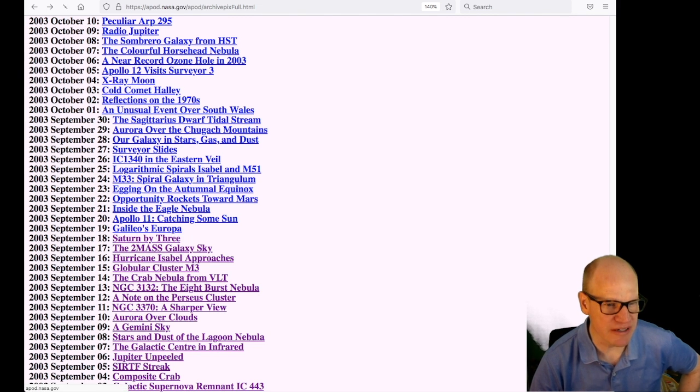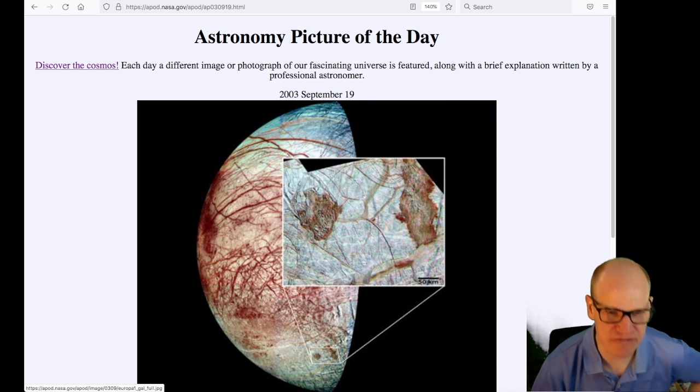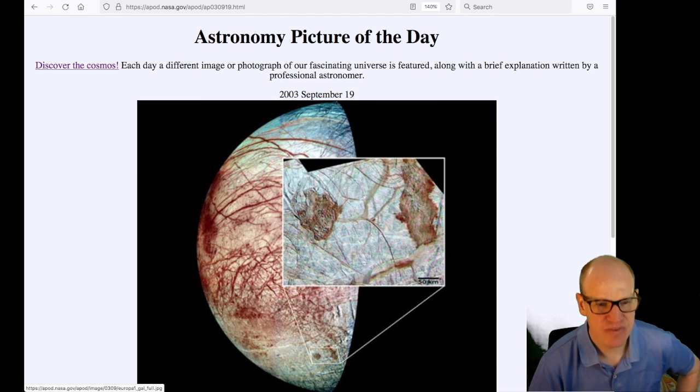Galileo's Europa. That is what Europa looks like from the Galileo spacecraft, which is no longer. Galileo is now dead. Anyway, so there we go. That is what it looks like on the surface of Europa.